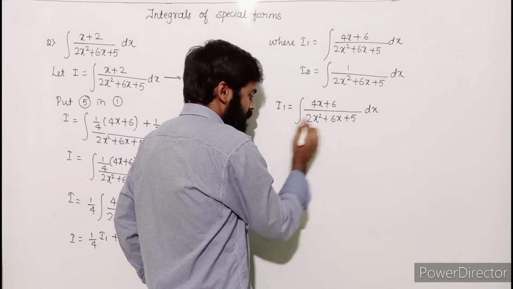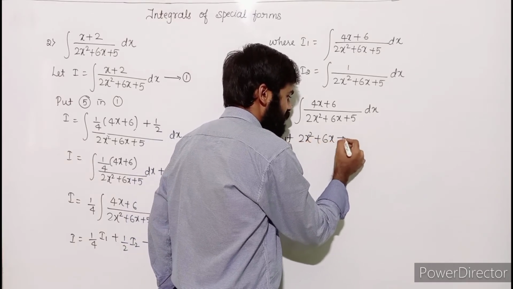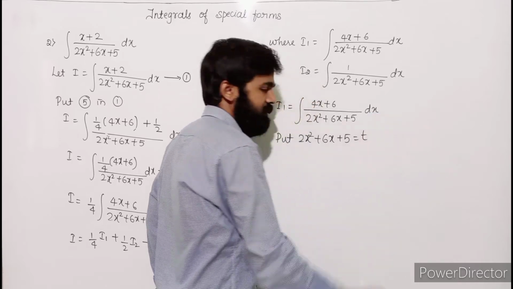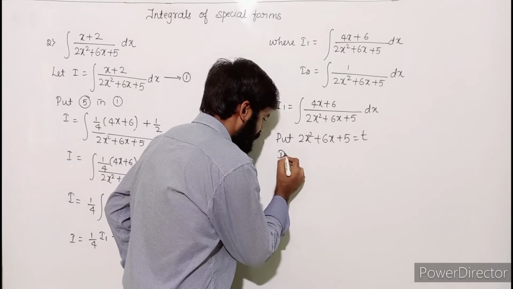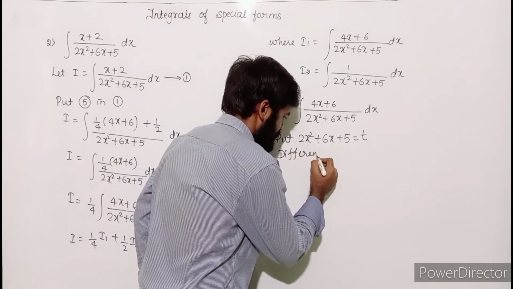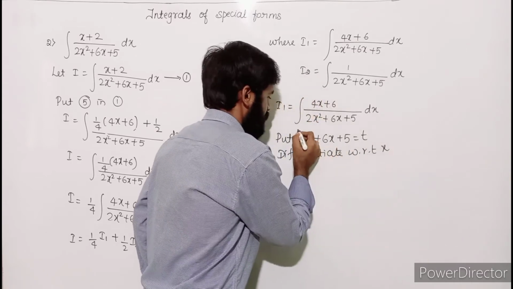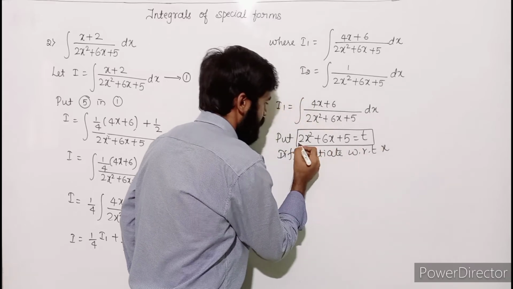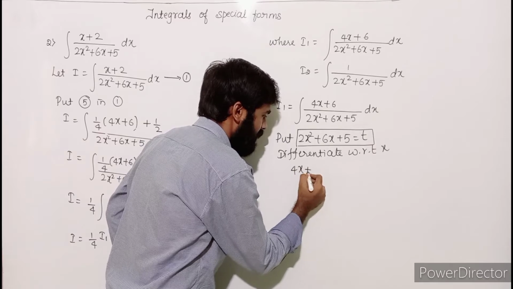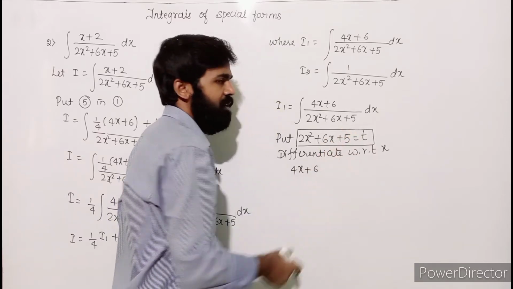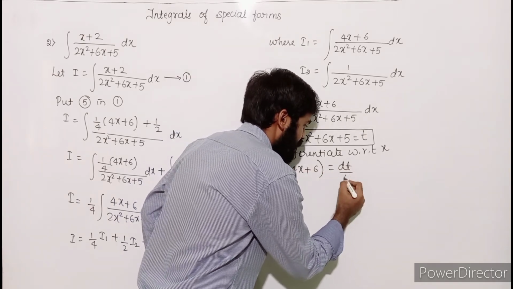So it means I will put 2x square plus 6x plus 5 as some variable t. Now differentiate with respect to x. See, this I am substituting as t. Differentiate with respect to x. 2x square differentiation, 2 2s are 4x, plus 6x differentiation 6. 5 is a constant, its differentiation 0, equals t differentiation, dt by dx.